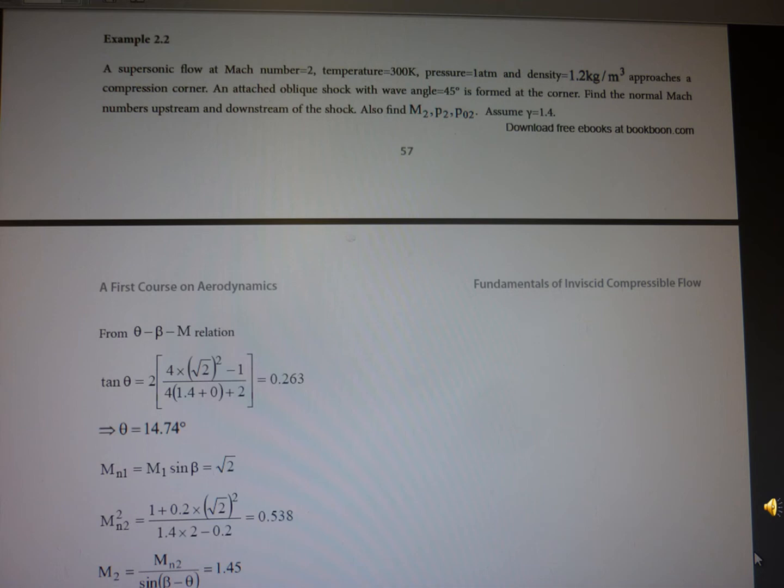So this is the supersonic flow, Mach number 2, temperature 300 Kelvin, pressure 1 atm, density 1/2 kilogram per meter cube, compression corner.